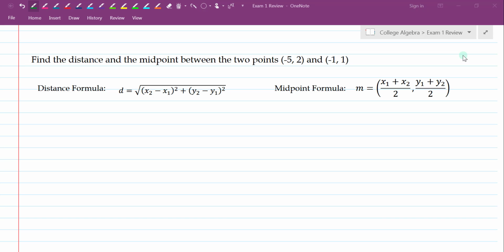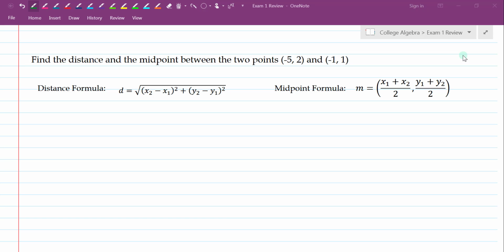This is problem 3 of the published review. It says find the distance and the midpoint between 2 points, and we give you 2 points. (-5, 2) is the coordinates of the first point, and (-1, 1) is the coordinates for the second point. So we're being tasked to do 2 things. First, find the distance, and second, find the midpoint.